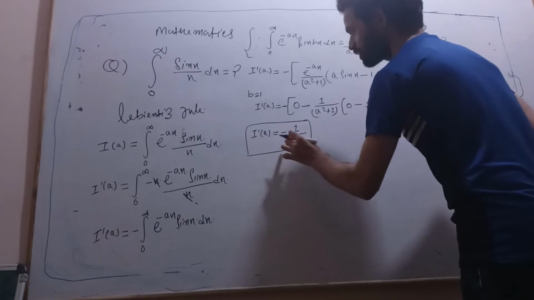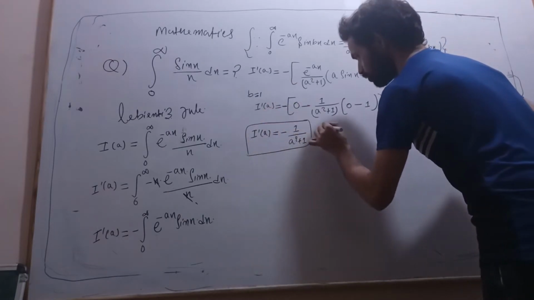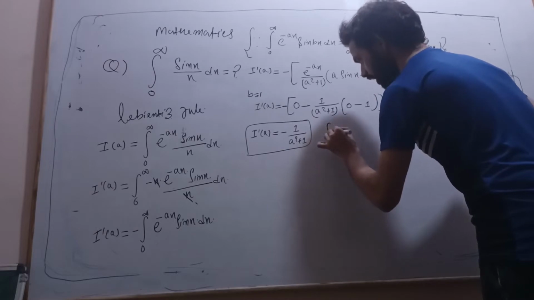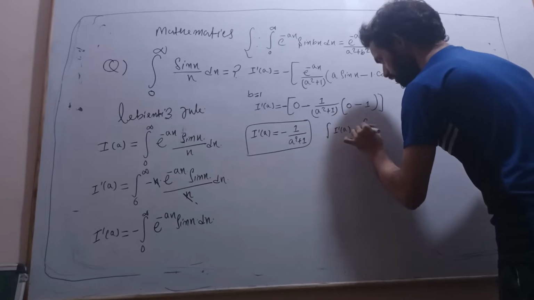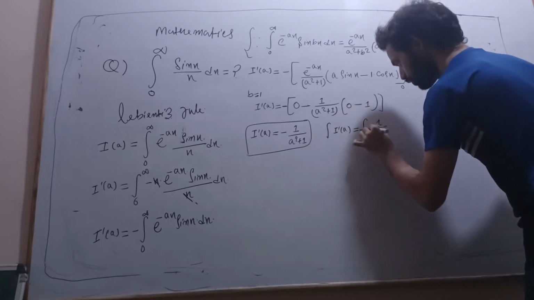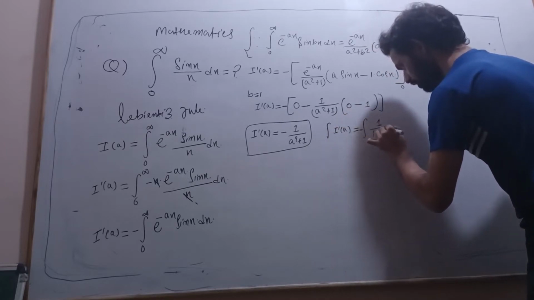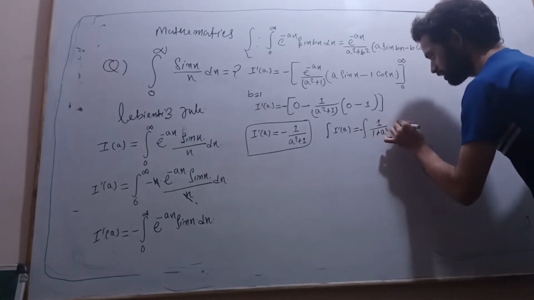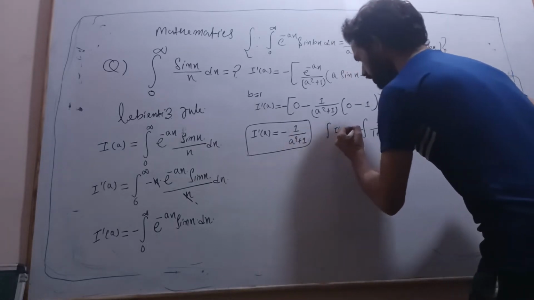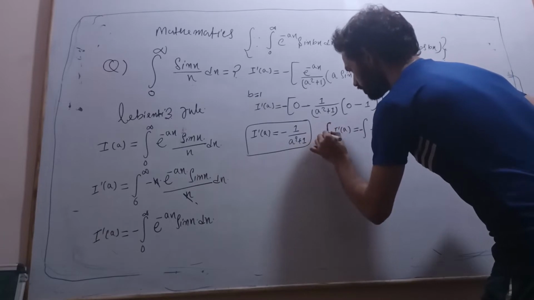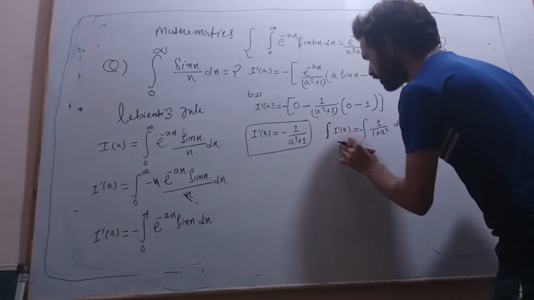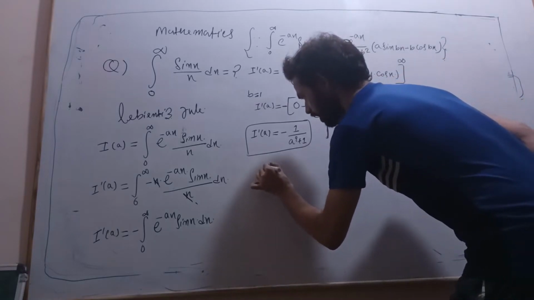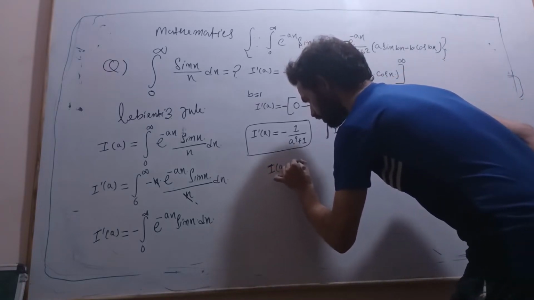Now we will just integrate on both sides. Integration of I dash of a is equal to the negative integration of 1 by 1 plus a square with respect to da. The integration of the derivative gets cancelled, so this is nothing but I of a.